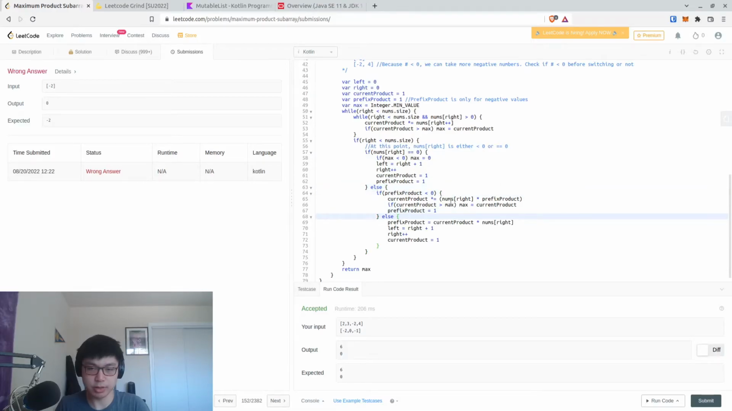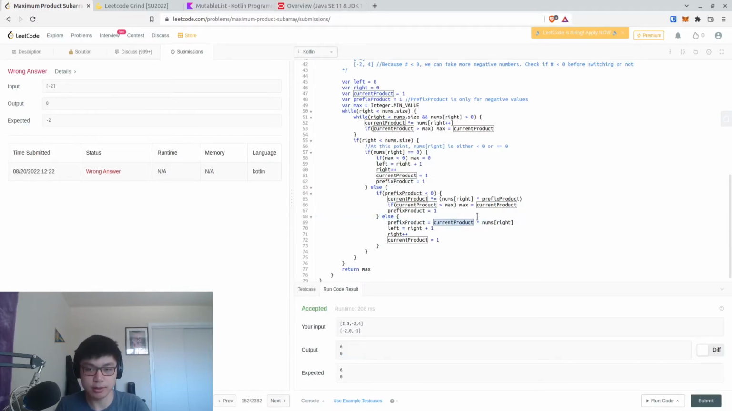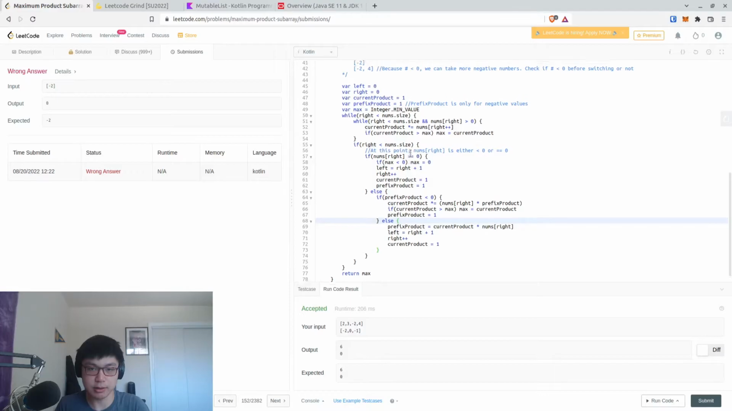Here we have a new product already. Well, we know that current product is positive and nums right is negative. That's why our prefix product is like so. So in that case, we know that current product will never be, if current product is greater than 0, then it'll get caught up. So there shouldn't be anything here.